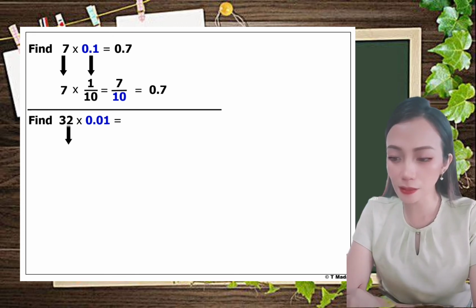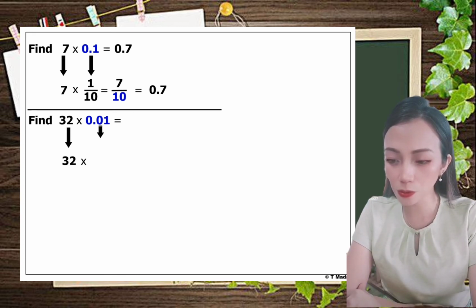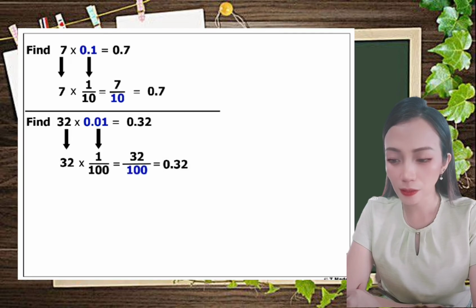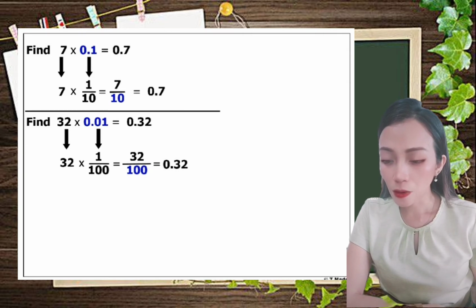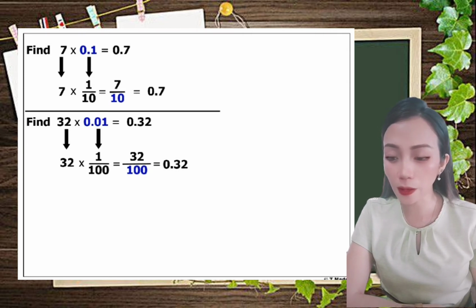So let us now study the second example. Find 32 times 0.01. So 32, all you have to do is to write 32. And then 0.01 is equal to 1 over 100. Remember, there are two decimal places right after the point, which is 0 and 1. So that is equivalent to 100. So that's why it becomes 1 over 100. So therefore, 32 over 100, and that is 0.32.